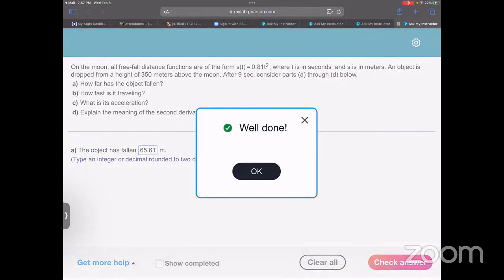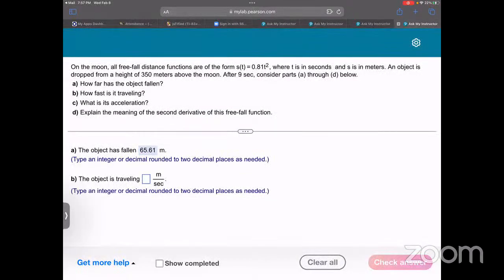Then for part B, it says the object is traveling, right? So if we want the velocity... Professor, for question A, did it say you just need to substitute 9 into the equation? Yes, sir. Yep. Okay.